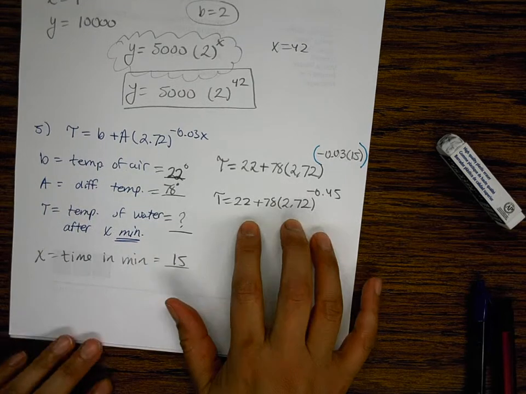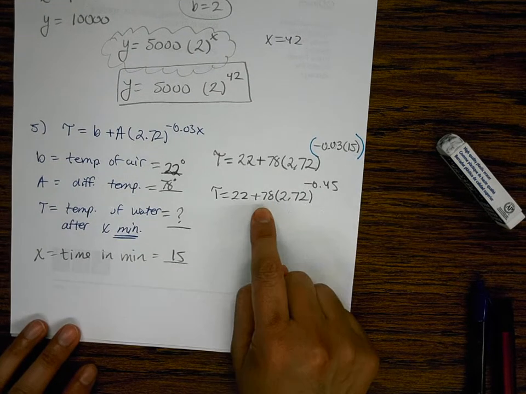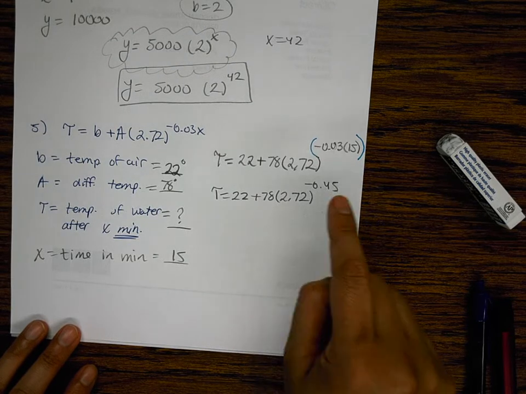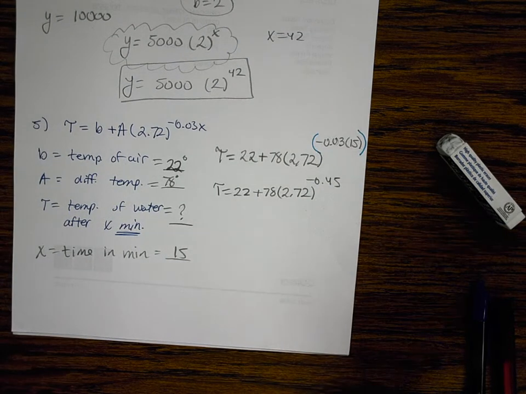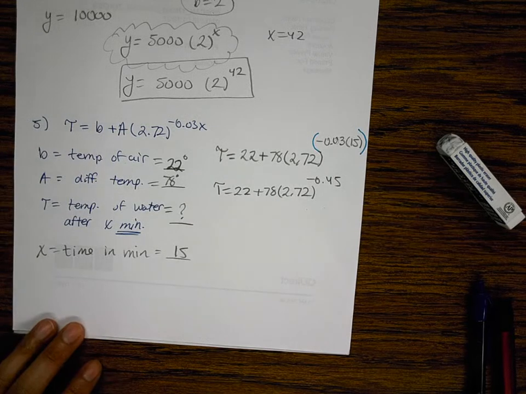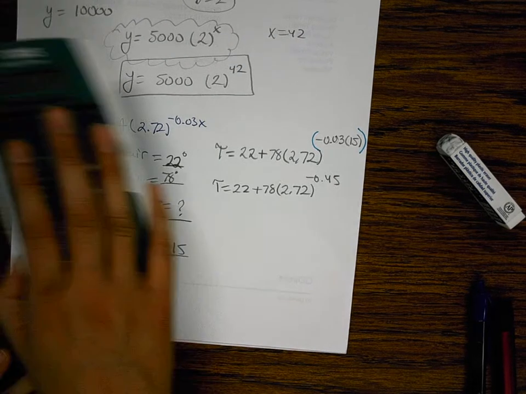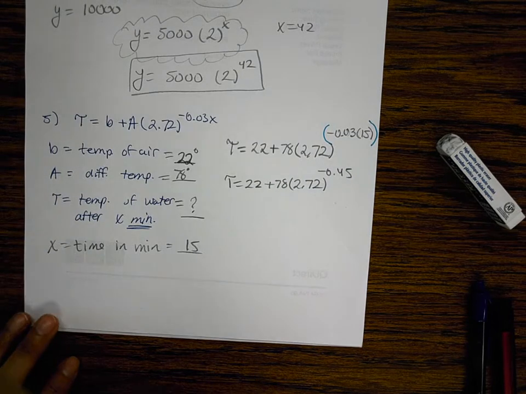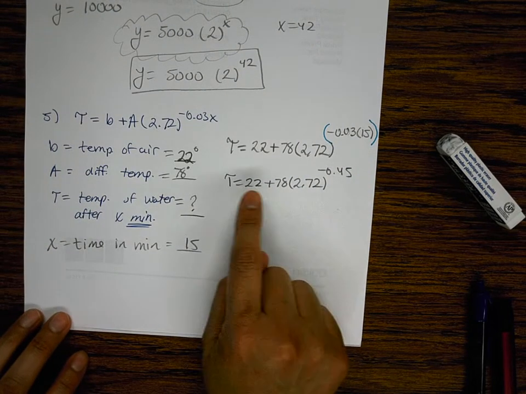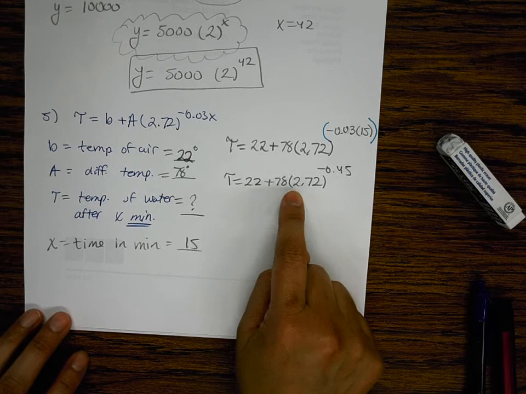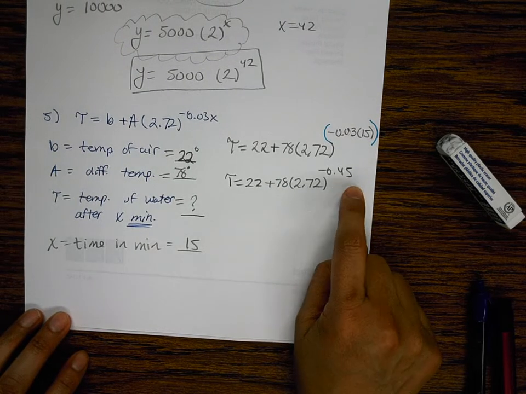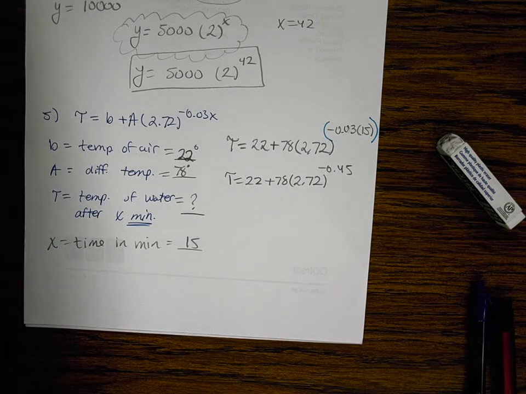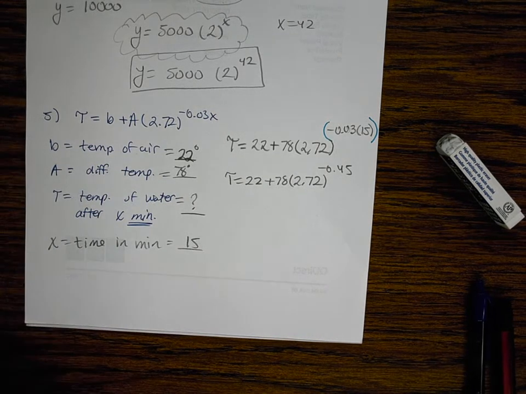Okay, I will let you plug that in on your own. 22 plus 78, open parentheses, 2.72, close parentheses, exponent key, that negative decimal, equals, and you're done. Again, you can plug it in if you have a scientific calculator, a newer one. If you have an older one, you do have to plug it in a little differently, but I'm sure you've figured it out by now. So you plug this in just as you see it, 22 plus 78, parentheses, close parentheses, exponent, negative 0.45, equals. Check your answer on the back of the packet, and you are good to go.